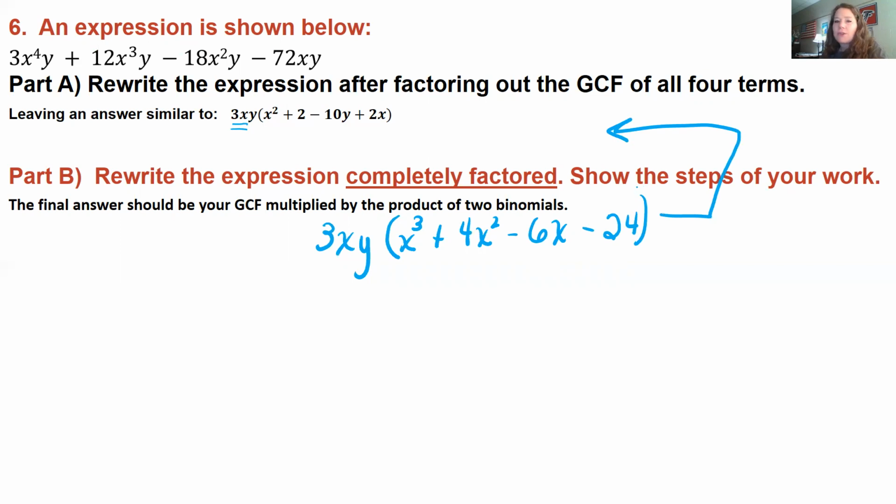Part B, on the other hand, wants us to continue going forward so that the expression is completely factored. So do you remember how to factor expressions that have 4 terms? Well, we do it by grouping, right? So let's go ahead and do our parentheses in here. All right, so let's look at these first 2 terms. What could we divide out of these 2 numbers? We could divide x squared out of both of them. So x to the 3rd divided by x squared is x, plus 4, right?